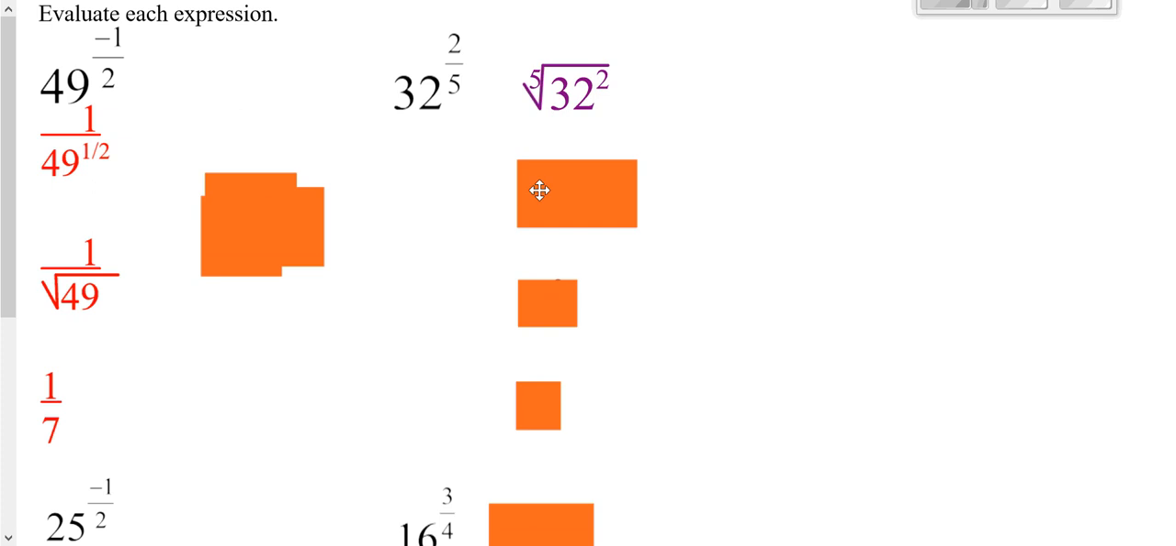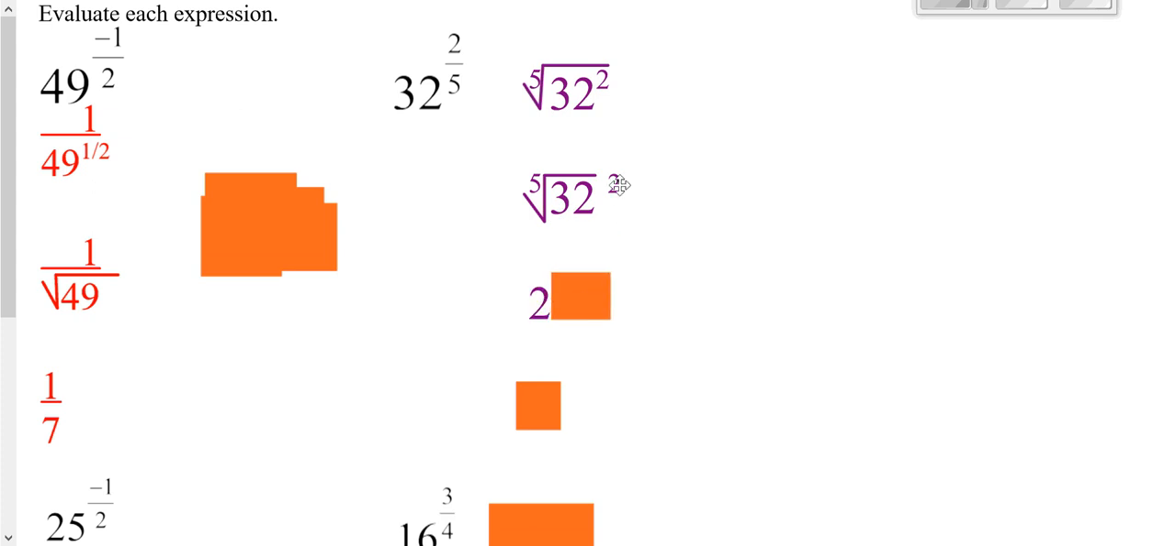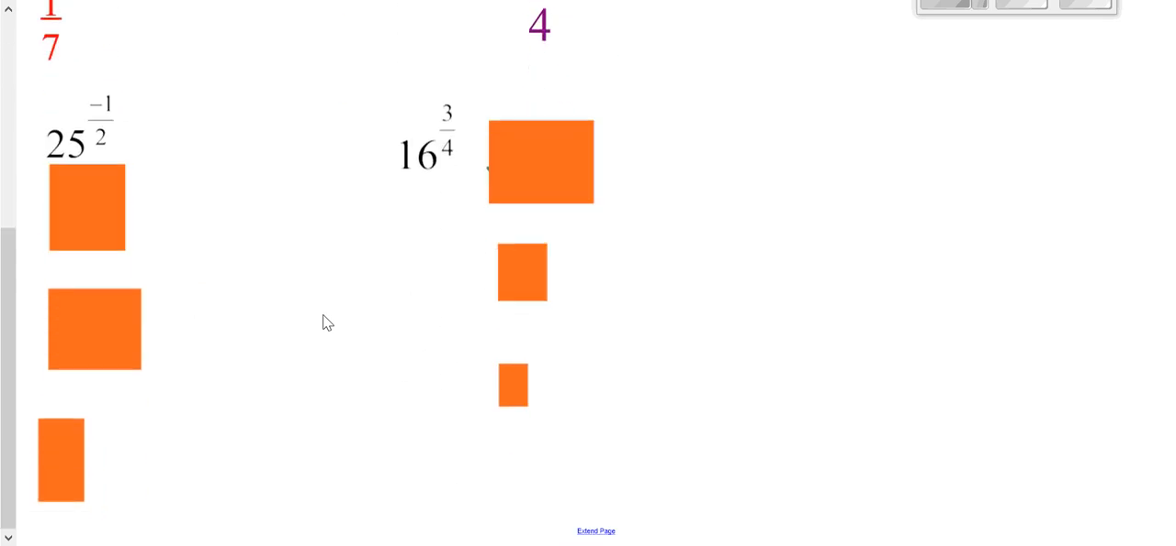Now, you could square the 32 and then take your 5th root, or you could take the 5th root of 32 and then square that answer. I'm going to choose the second approach because I know the 5th root of 32 is just 2. I still have to do that squaring. And so by doing it this way, I'm dealing with numbers I can easily do in my head. Because if I had to do it the first way of 32 squared, I don't know what 32 squared is off the top of my head. So see if you can quickly work out these two and then finish watching the video.